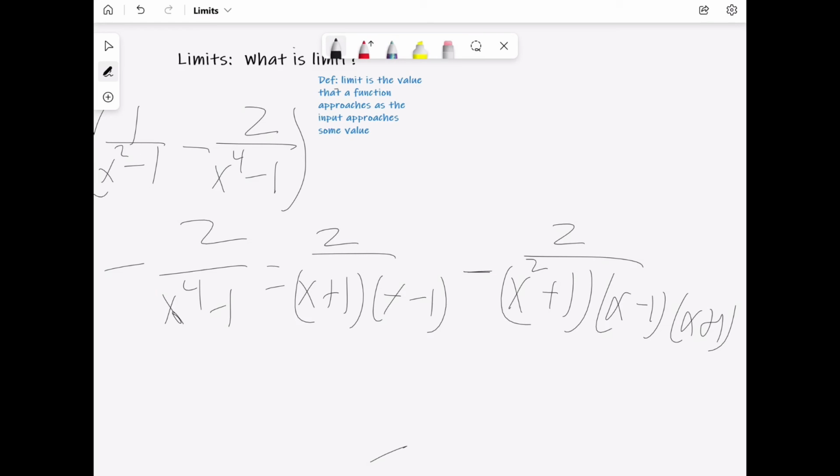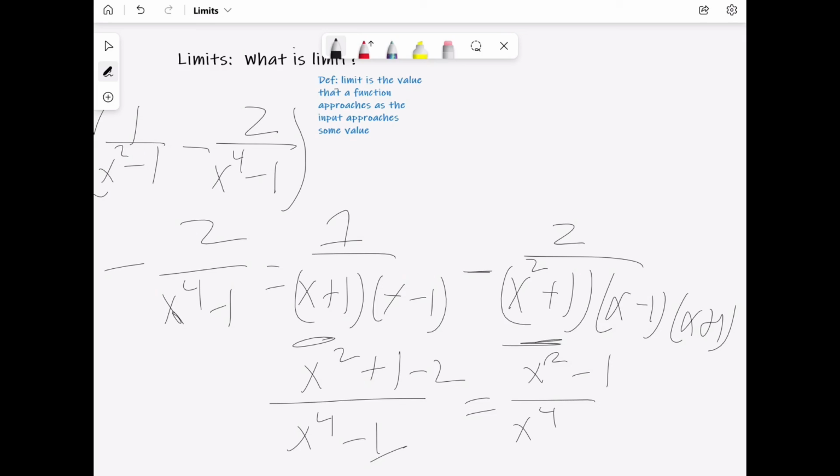Okay? Great. Now, I need to subtract them, so they need a common denominator. It seems this one's missing a factor, so I'll multiply that over there. Oh, wait. Sorry, my mistake. This is supposed to be 1. Now, let me simplify a bit, which will give me x squared plus 1 over x to the power of 4 minus 1, minus 2, which is x squared minus 1 over x to the power of 4 minus 1.